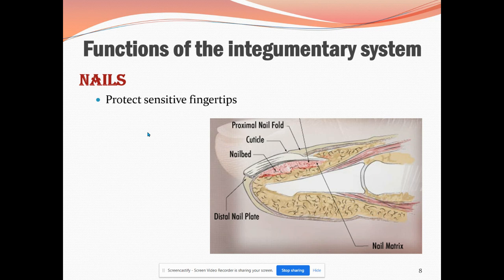Nails, they protect the nail bed. Bam, that's it. This slide's done.